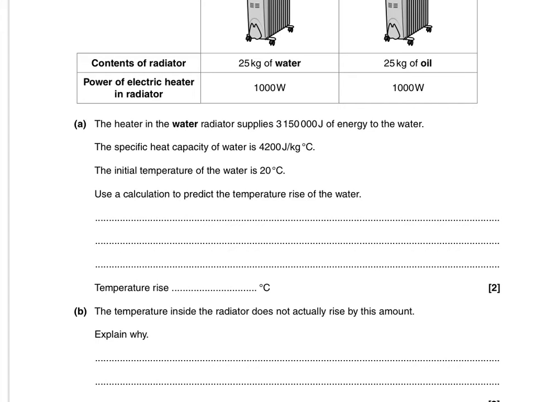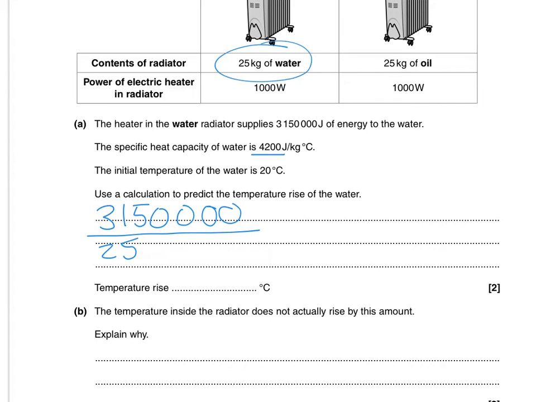So the easiest way to do this, okay? You've got to think about the energy going in, which is 3,150,000, okay? There it is. But we're dividing that across 25 kilograms of water, okay? And we know that it takes 4,200 joules of energy to heat up 1 kilogram of water. So we divide it by 25, which is the mass of water that we've got, multiplied by the energy required to heat up 1 kilogram, so we divide it by the energy required to heat up 25 kilograms of water by 1 degree.